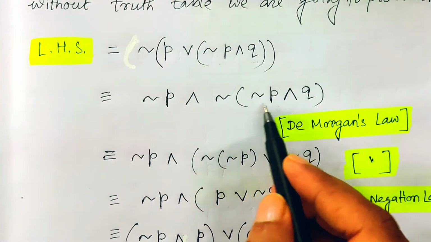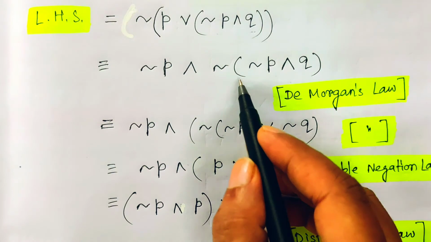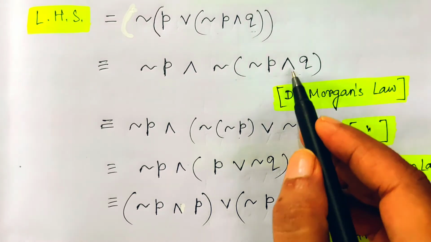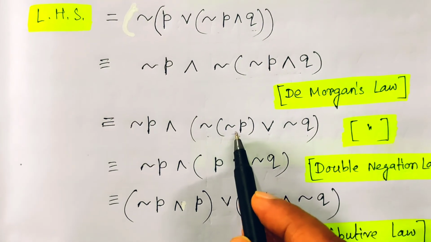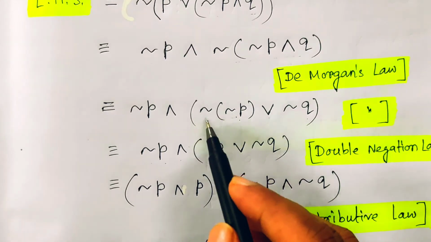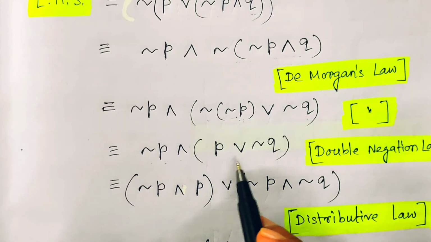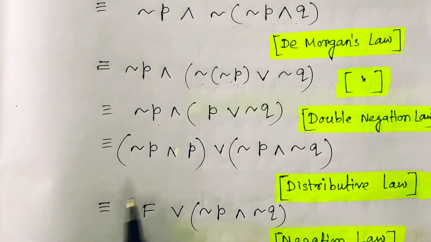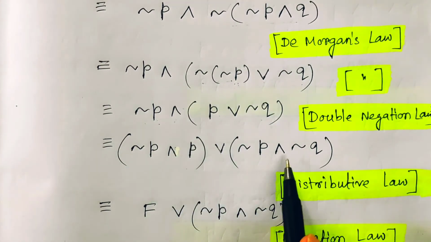After that, just observe this one. Here again we can apply De Morgan's law. If we apply De Morgan's law here again, we find it is not of not P, then as it was and, it becomes or, then not Q. Now for this one we apply the double negation law, and we find it is not P and, as not of not P means P itself, P or not Q. Now if we apply the distributive law here, we find it is (not P and P) or (not P and not Q).